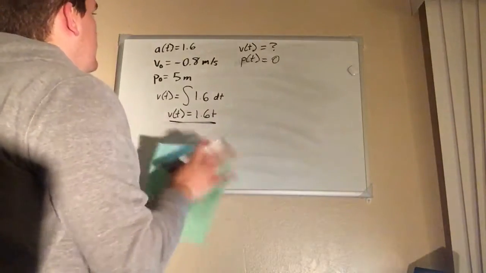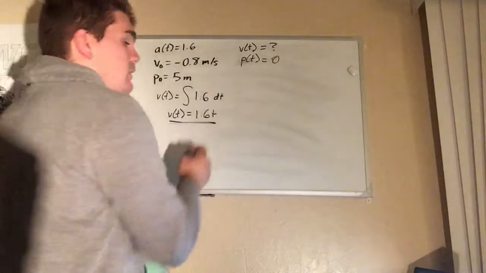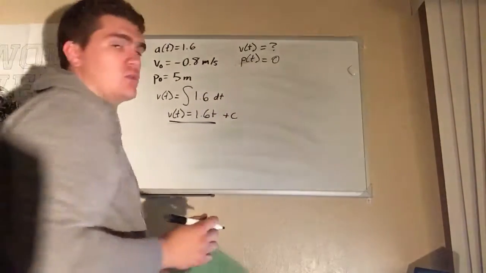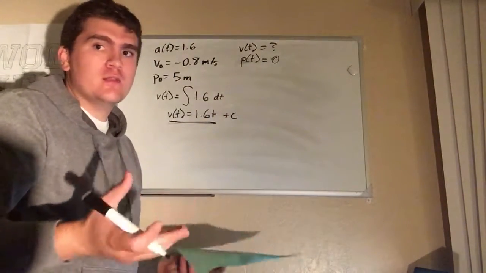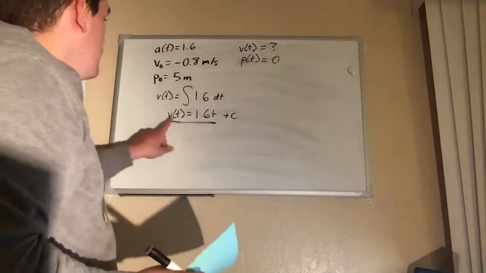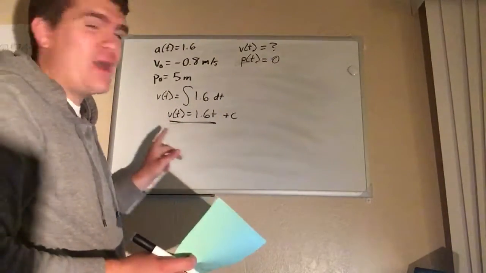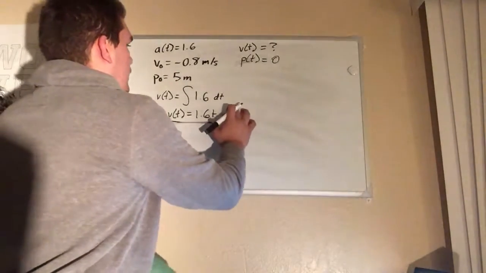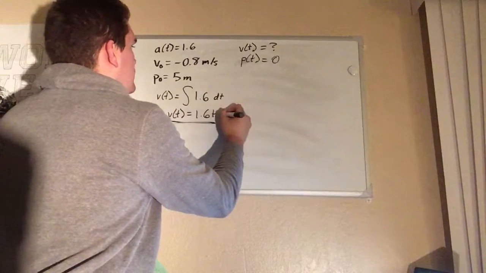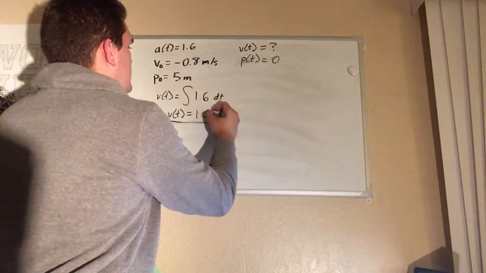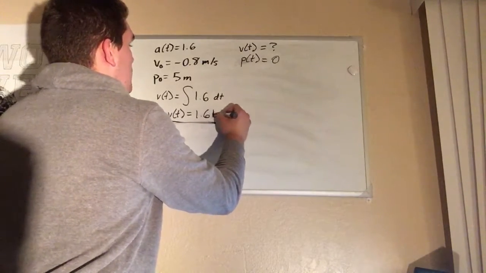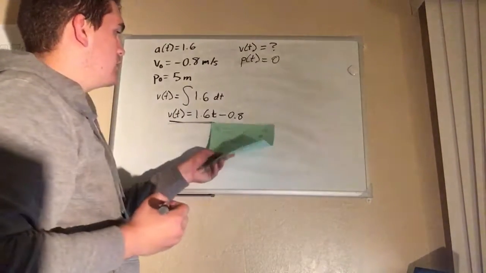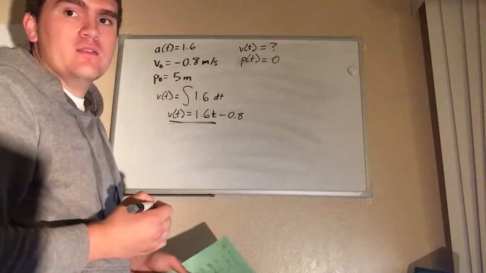But wait. Okay, so that's not true, because when you integrate, you have to do the plus c. You don't know when its initial thing is, but this is velocity, and we just so happen to know the initial velocity, so we can go ahead and plug that in over here, and it'll give us 1.6 t minus 0.8. So that's our constant, and that shows us where this graph lies.